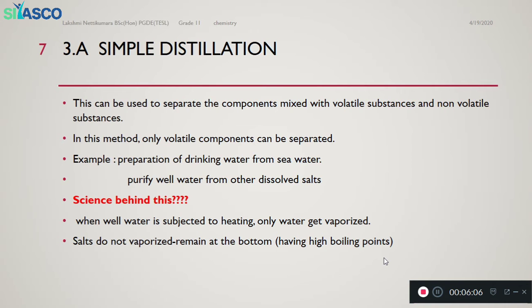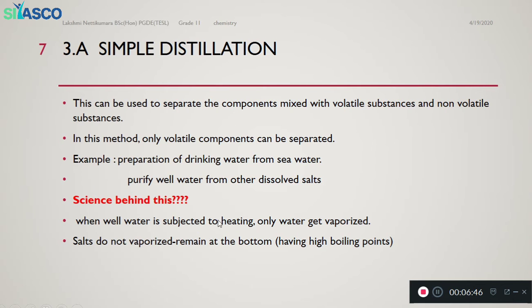This can be used to separate the components mixed with volatile substances and non-volatile substances. In this method, only volatile components can be separated. Volatile, I hope all of you can understand what is volatile. It easily comes to its boiling point and vaporizes. So here, preparation of drinking water from seawater and purifying well water from dissolved salts can be done using this simple distillation.